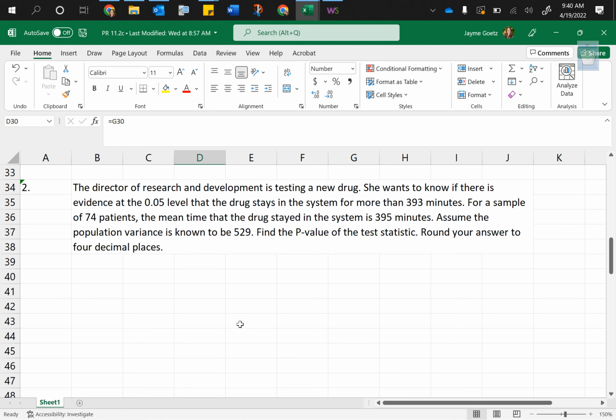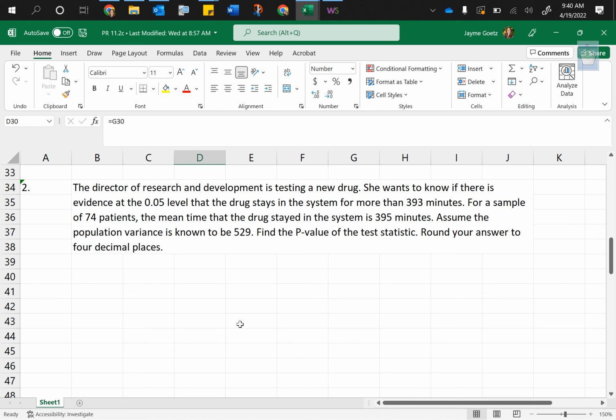Number 2, the director of research and development is testing a new drug. She wants to know if there is evidence at the 0.05 level that the drug stays in the system for more than 393 minutes. For a sample of 74 patients, the mean time that the drug stayed in the system is 395 minutes. Assume the population variance is known to be 529. Find the p-value of the test statistic. Round your answer to 4 decimal places.